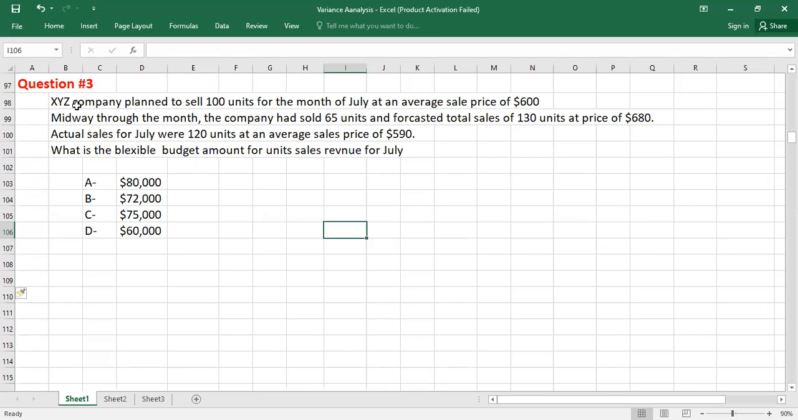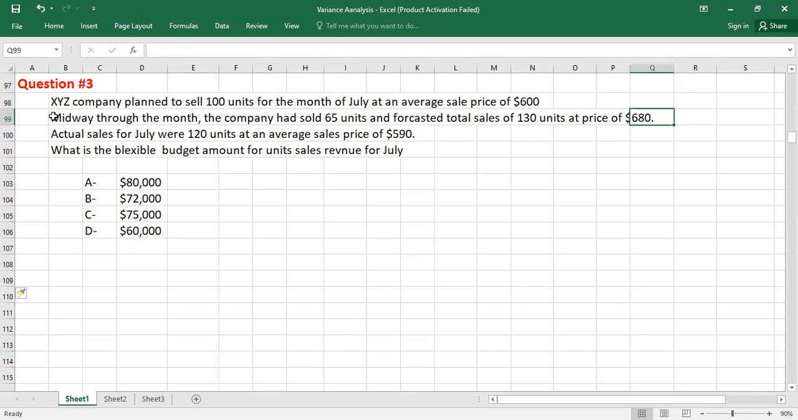Now we are going to discuss question number 3. Here we have an XYZ company planned to sell 100 units for the month of July at an average sale price of 600. So it means it's planned data, you can say it's budgeted data. So midway through the month, company had sold 65 units. At the forecasted total sale of 130 units, this is a prediction maybe in the mid of the month, we will sell 130 units at a price of 680.